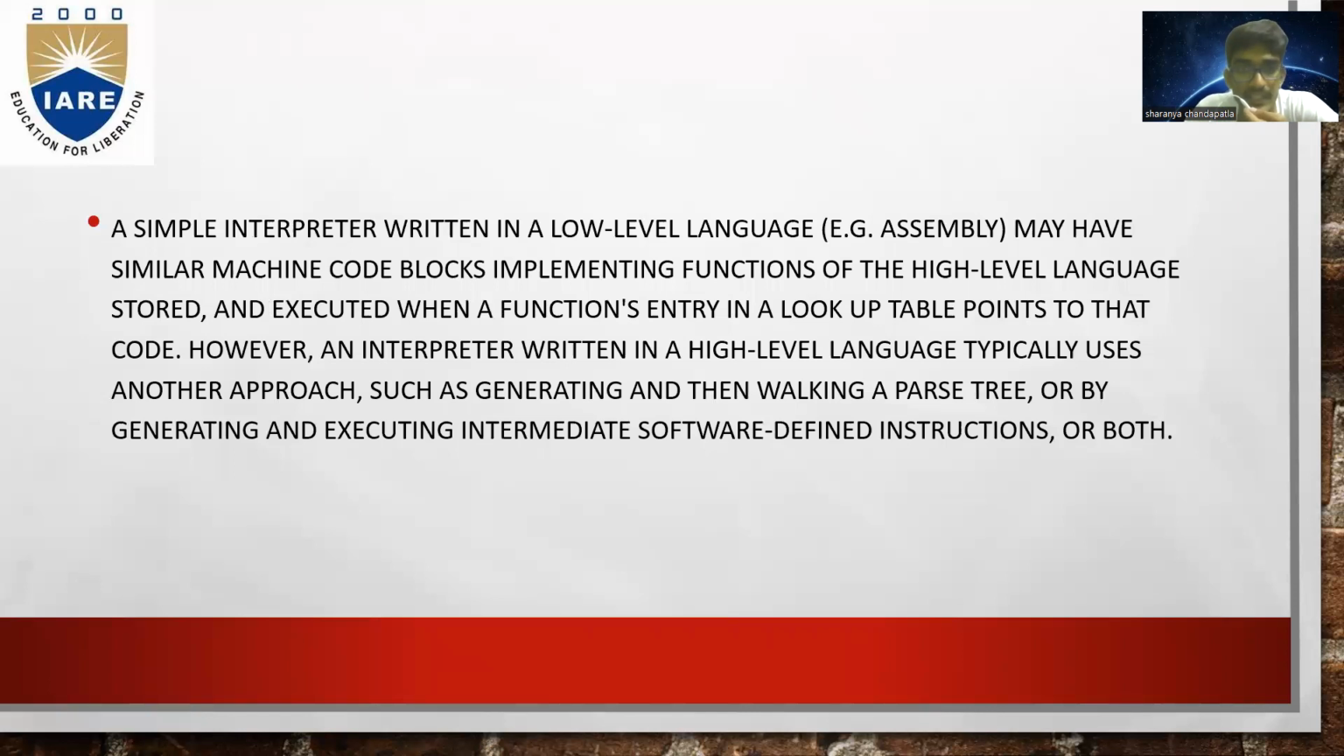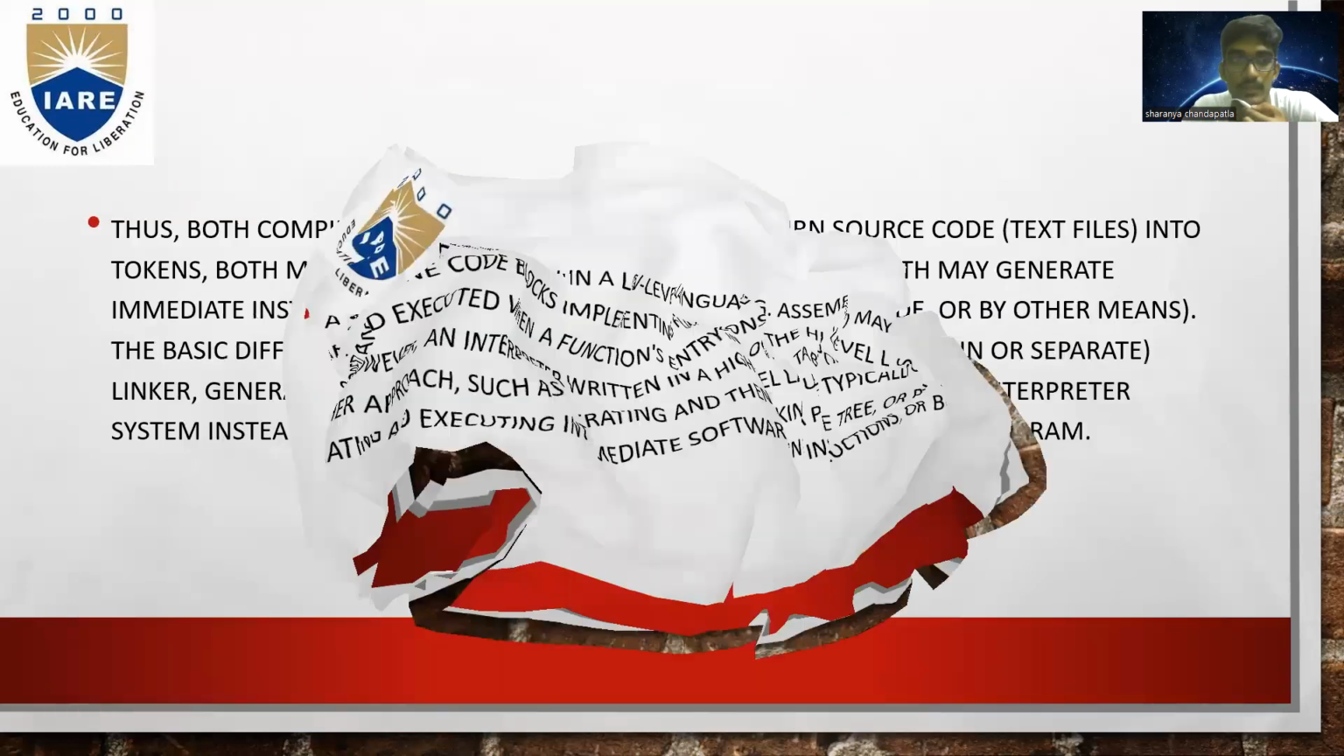So a simple interpreter written in a low-level language, for example assembly, may have similar machine code blocks implementing functions of the high-level language stored and executed when a function's entry in a lookup table points to that code. However, an interpreter written in a high-level language typically uses another approach, such as generating and then walking a parse tree, or by generating and executing intermediate software-defined instructions, or both.